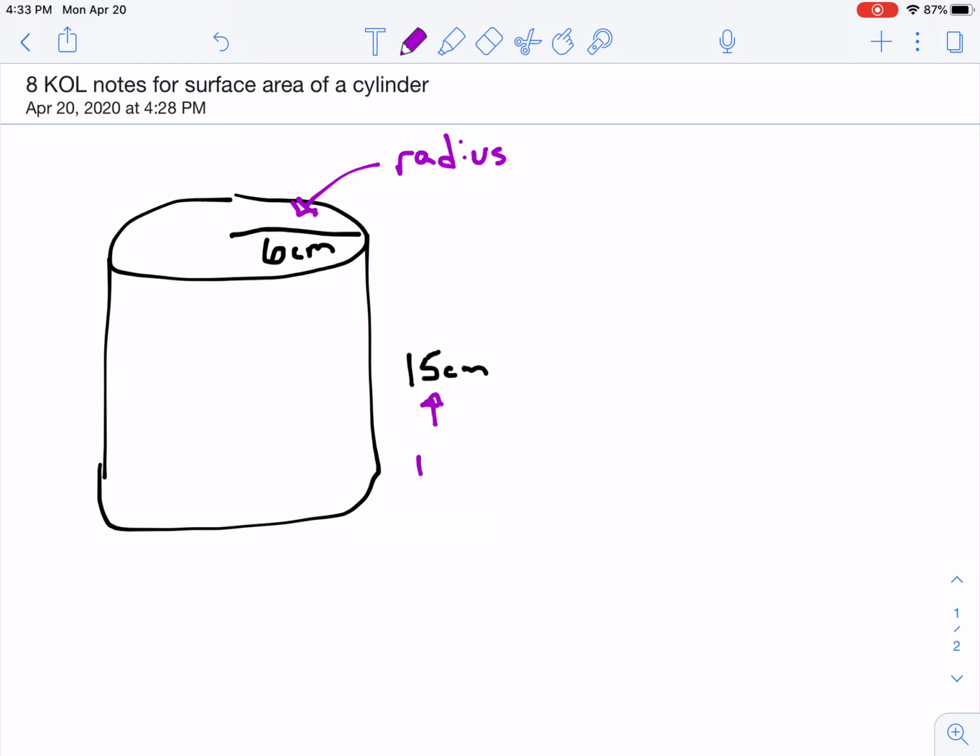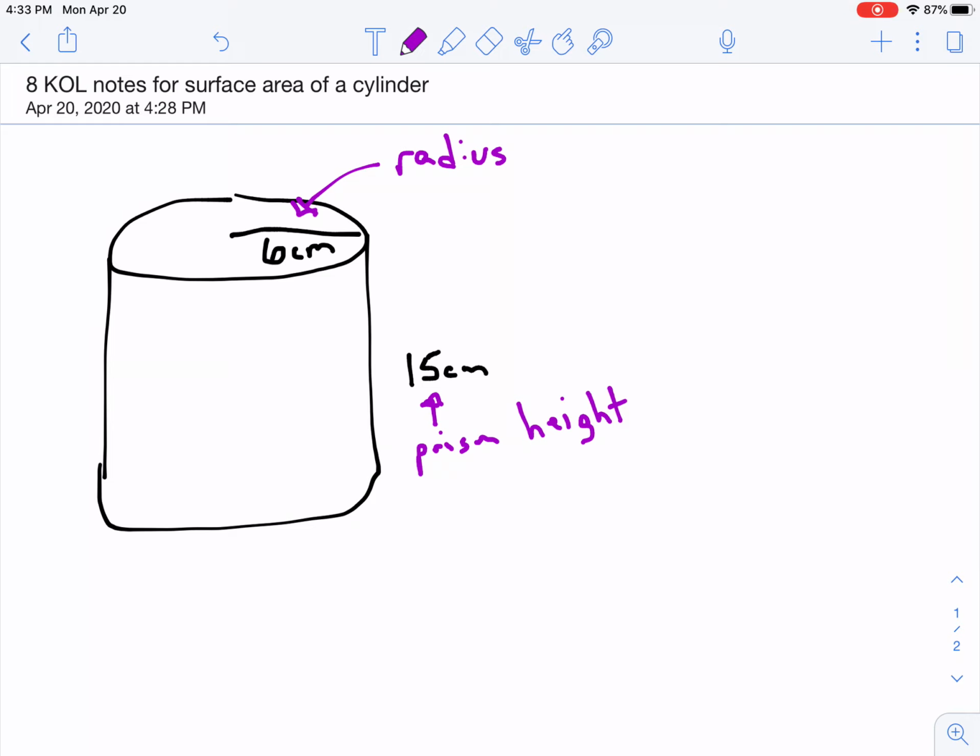I'm going to call it a height today because I'm looking at it and it's actually going up and down. If this cylinder was on its side and it was sideways, I'd call it a prism length. And we want to look at a couple of things in terms of finding surface area.